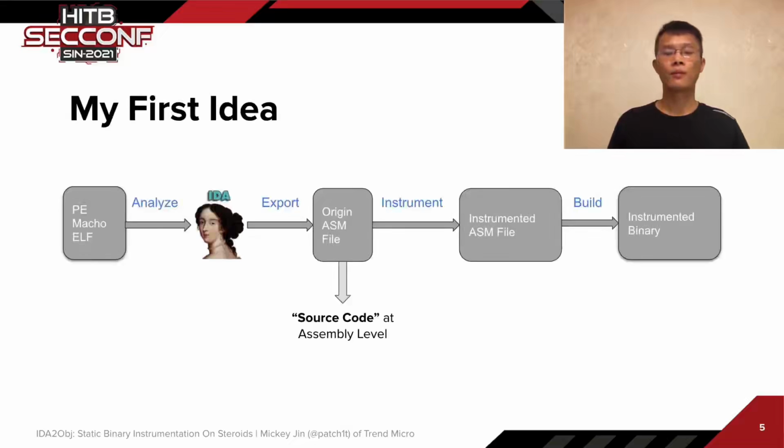This is my first idea. We can load the binary into IDA Pro first and wait for the auto-analysis. When the analysis is finished, export it to an assembly file, which can be seen as the source code at the assembly level. Then, we can simulate the instrumentation process of a compiler. So, we get an instrumented assembly file. Finally, we can build the assembly file to generate a new binary.